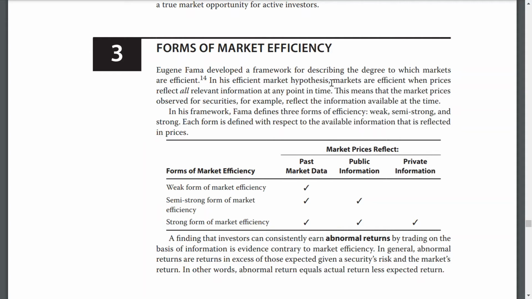Okay. Perhaps one of the least true hypotheses in finance. I don't know. Arguable.